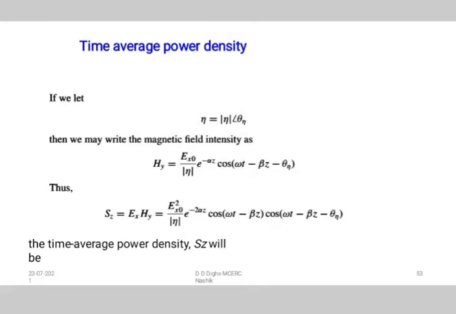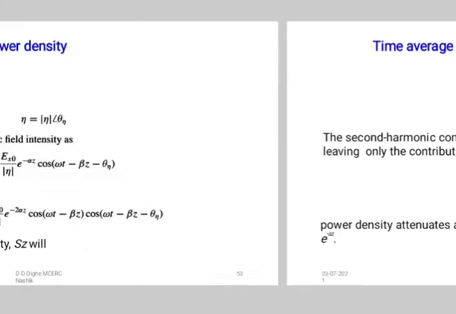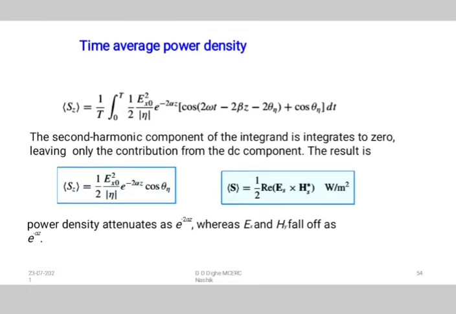Now these are the equations for efficiency. If we write the magnetic field intensity as Hy, the time average power density Sz equation is also given here. In this equation, the second harmonic component of the integrand integrates to 0, leaving only the contribution from the DC component, and the result is given here.